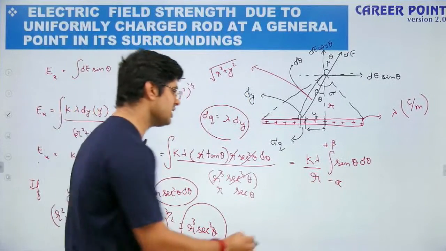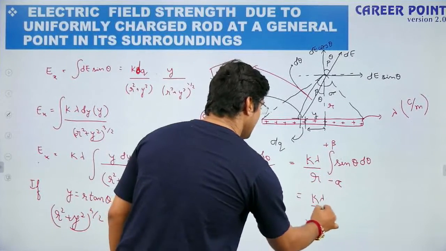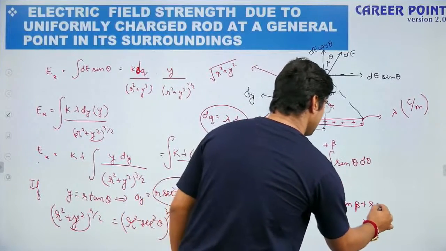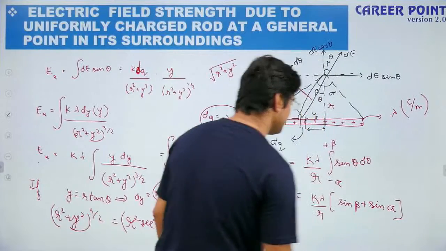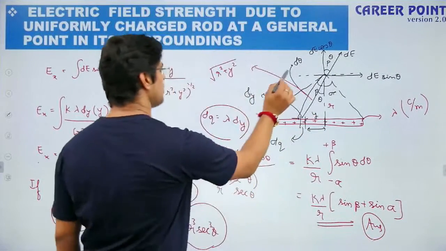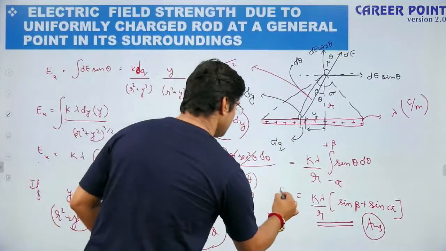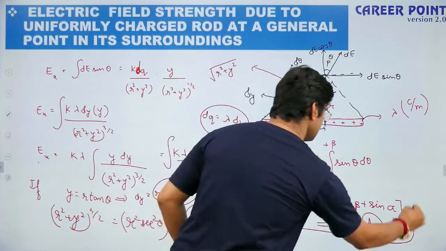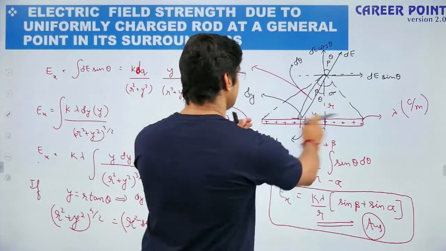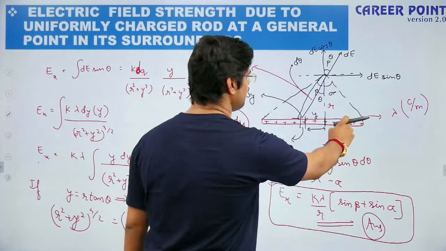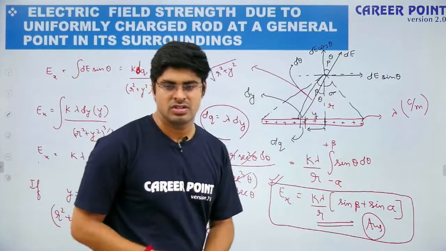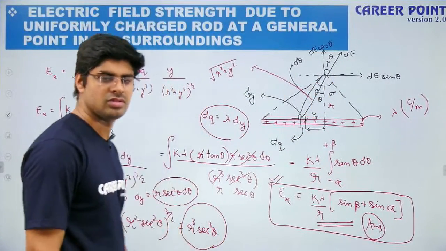So from here what we will get? K lambda by r times sin beta plus sin alpha. This will be our formula for Ex, the value of Ex. So this is how we are supposed to find the electric field in the horizontal direction due to this uniformly charged rod at a random point P in the given configuration.